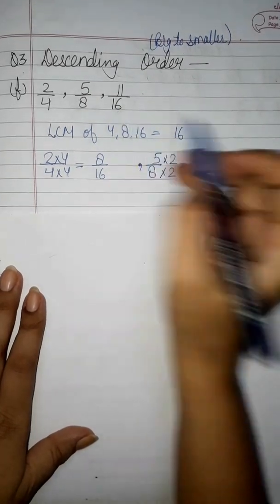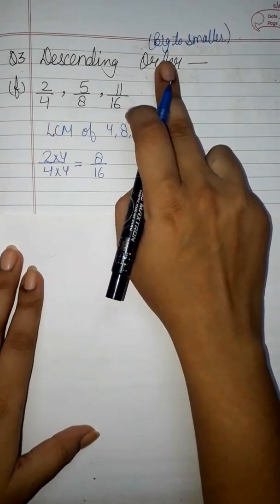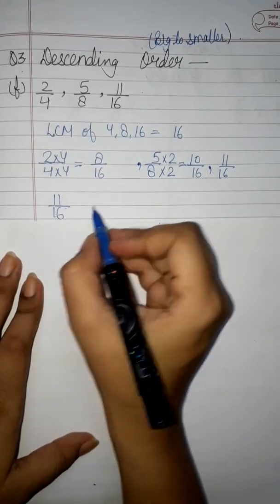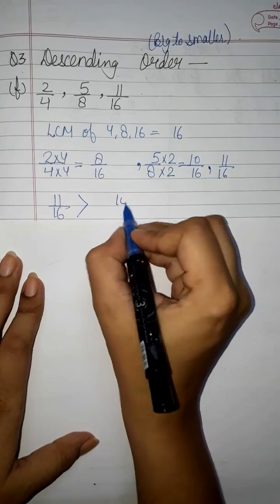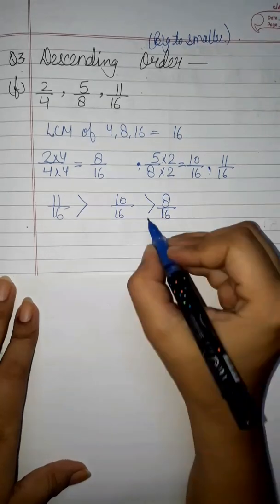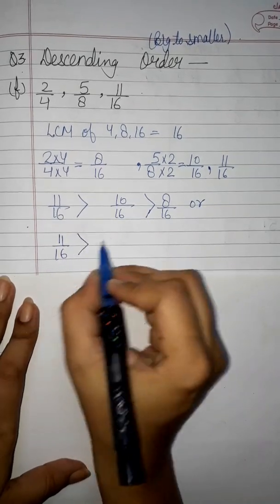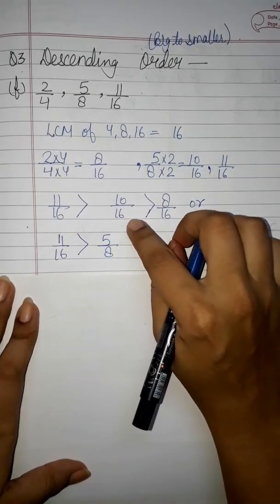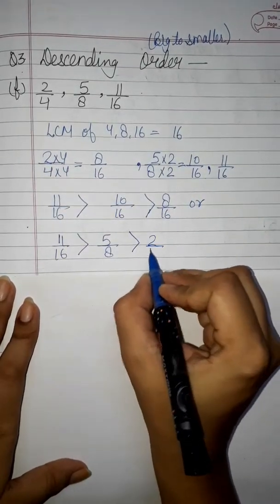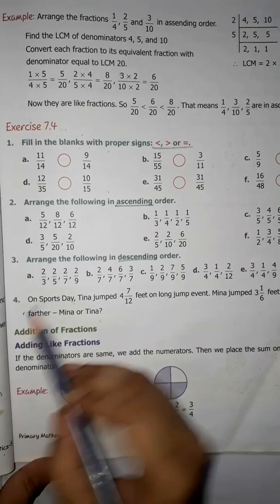And the last one, already it has denominator 16. So now you have to write the biggest one in descending order. So it will be 11 by 16. Then 10 by 16. Then 8 by 16. So this is the answer, or you can write 11 by 16, 5 by 8. This 10 by 16 is 5 by 8 and 8 by 16 is 2 by 4. This is the answer. Now children, see the last question of this exercise.